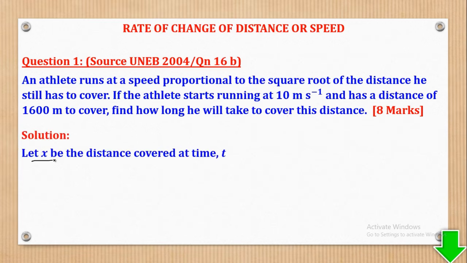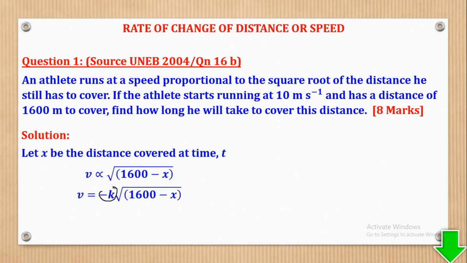So let x be the distance covered in time t. Therefore v is proportional to the square root of the distance remaining. The distance remaining will be now total distance minus the one covered. Then put a constant of proportionality, it will be negative, because the distance remaining will become smaller as the time increases.